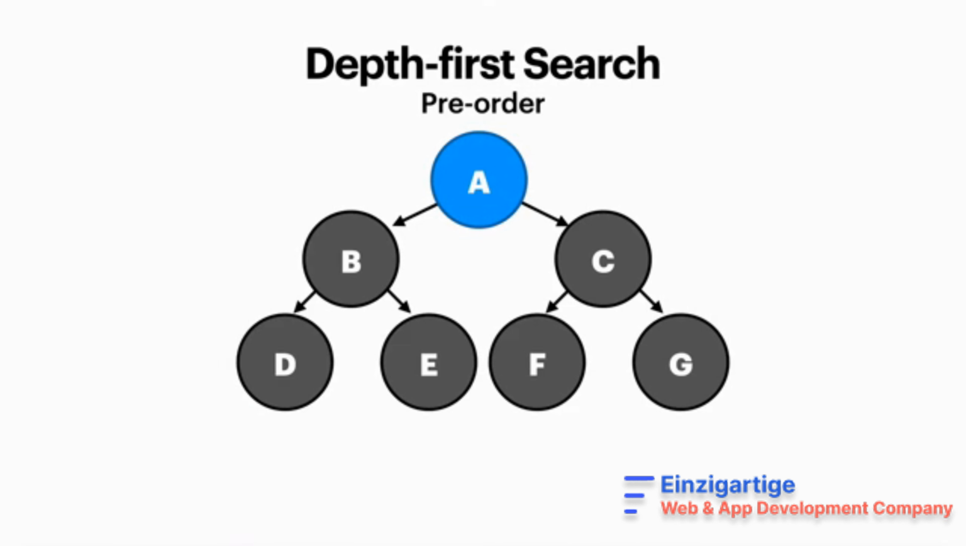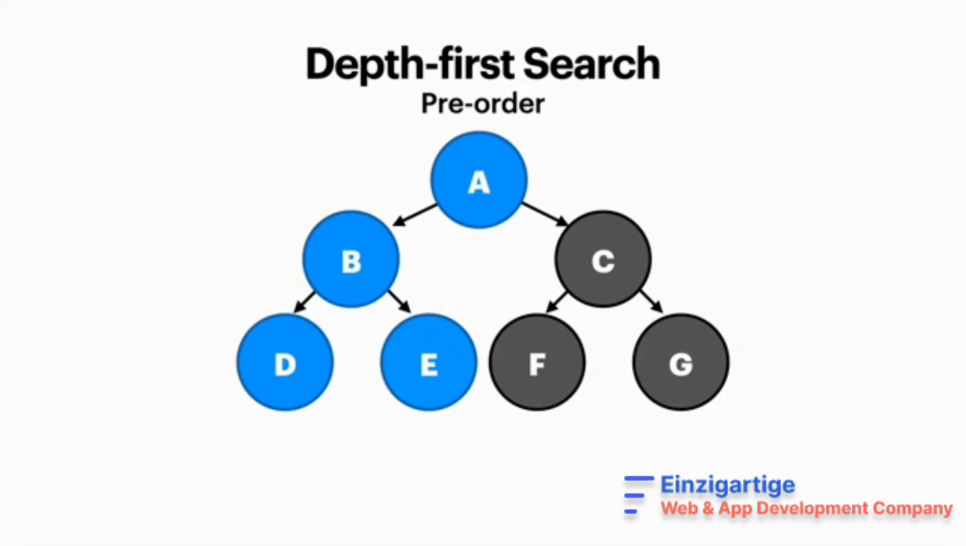We start at A. We've processed A, so it's in blue. Then we visit the first of A's children, which is B. We process B. Now we visit the first of B's children, which is D. Once we've processed D, we're going to go back to B. And now we're going to process B's second child, which is E.